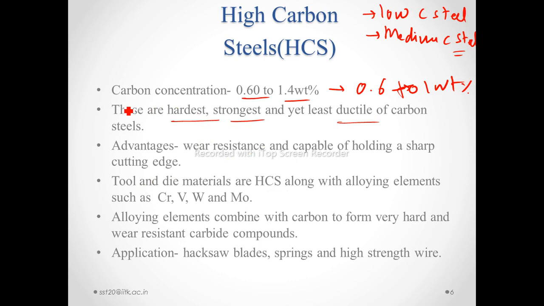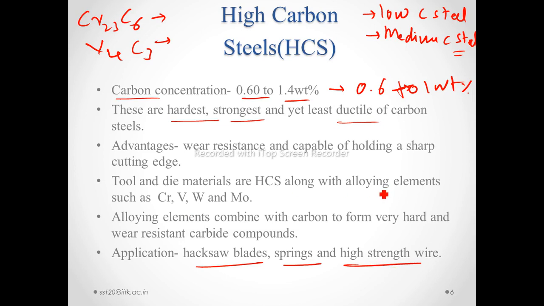Not only carbon increases strength; other alloying elements such as chromium, vanadium, tungsten and molybdenum also increase strength. When we add chromium and molybdenum, they react with the carbon at high temperature and form intermetallic compounds such as Cr23C6. Vanadium also forms carbides, and these intermetallic compounds enhance the mechanical properties of high carbon steels. Because of this, they can be used in hacksaw blades, springs and high strength wires. So there is a wide range of applications, but only where high strength and wear resistance are needed. But they are the least ductile compared to the others.